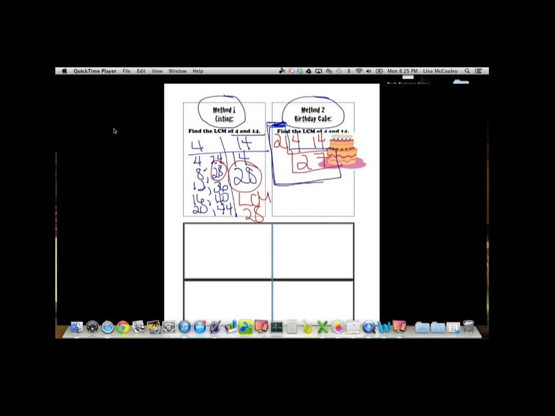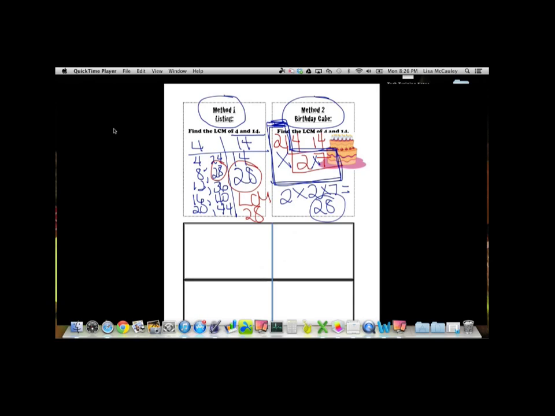I'm going to make it bigger here just to make it really obvious that it's an L. And then we multiply everything that is inside. 2 times 2 times 7 equals 4 times 7, which is 28. How easy is that? Good job. Okay, let's do some more with the cake method.